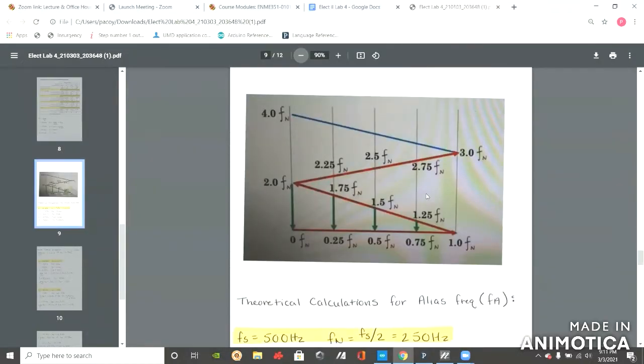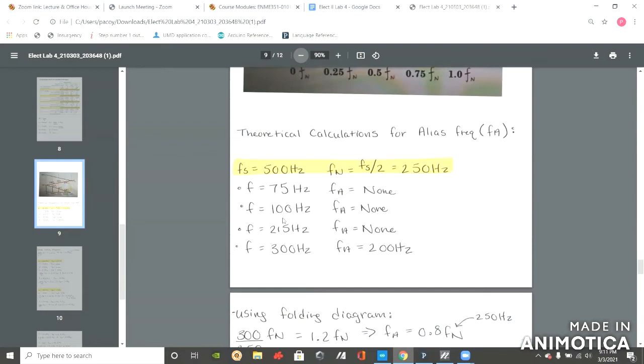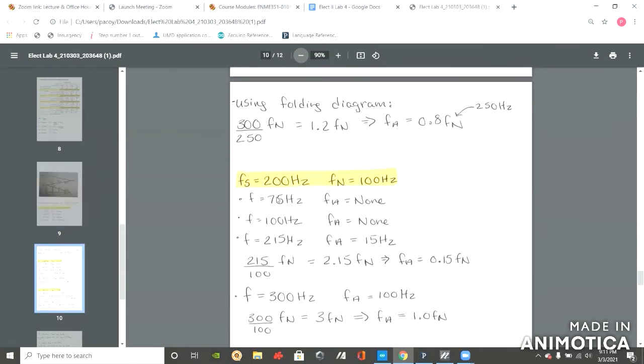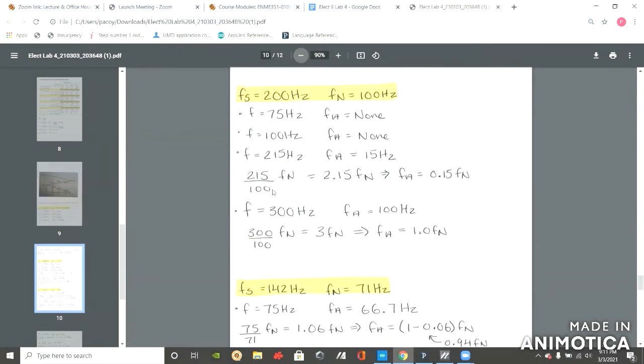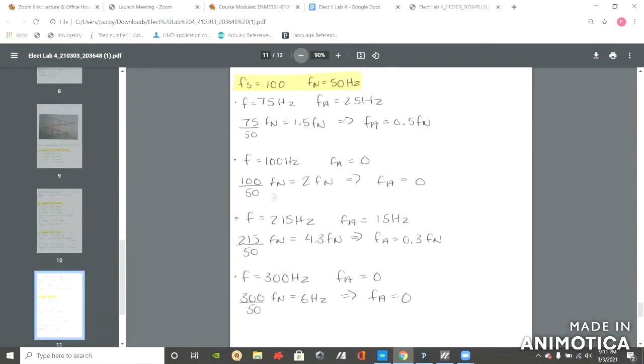So these are my calculations using the folding diagram. Calculations for each aliasing frequency are for a 500 Hertz sampling frequency, 200 Hertz sampling frequency, 142 Hertz, and 100 Hertz.